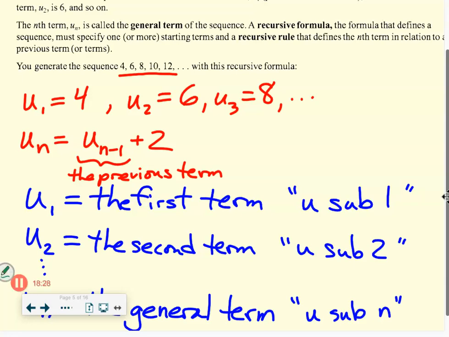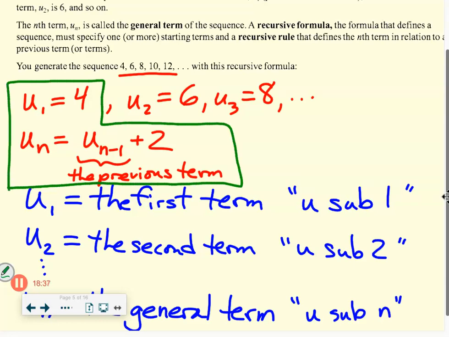First, in order to write what's called a recursive formula or a recursive rule, you need 2 things. We're going to do this about 20 times today, so you'll get used to it. You need the first term, and you need the general term. Those 2 things are required in order to write out a sequence. Everything else is extra, but you have to have the first term and the general term to be able to write the sequence.